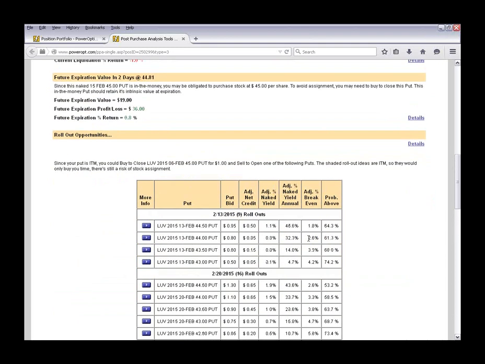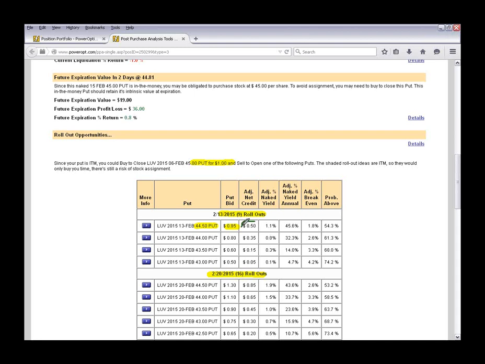And we see here we have a variety of different rollout opportunities for the next week's cycle. So going out to February 13th, 9 days out in time, or going further out to February 20th, the standard expiration for February, which is 16 days out in time. So we're showing that, okay, we could buy our put back for $1, the natural ask price, and then we could look to sell some of these new put options. With the stock trading where it is, of course, roughly at about 44.81, well, we could look at the at-the-money 44.50 put. This would give us 95-cent net credit or premium for selling that new put option.